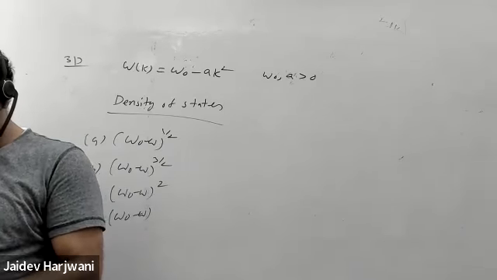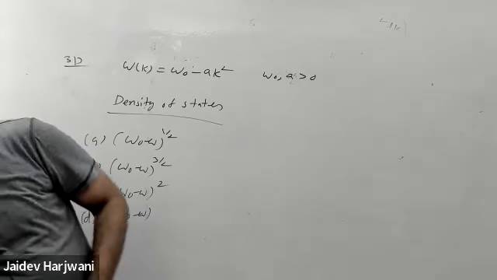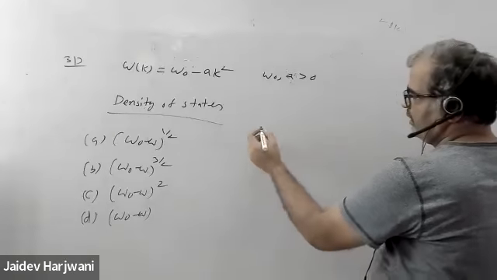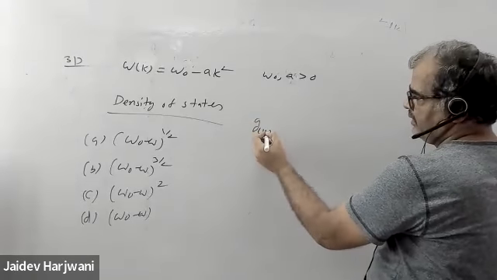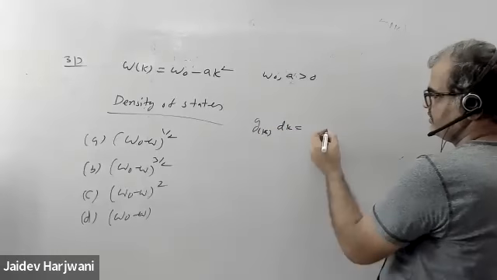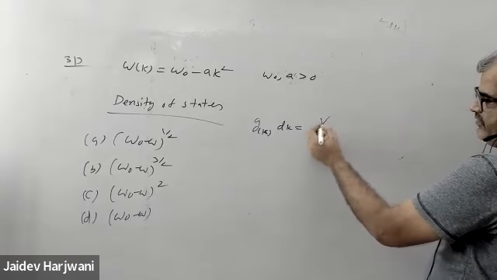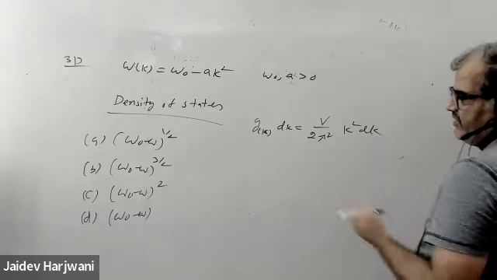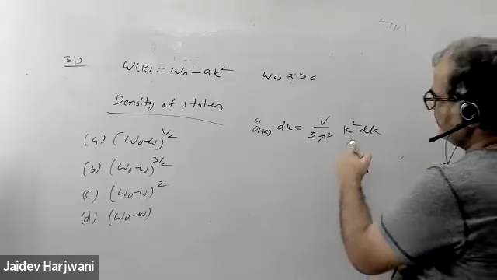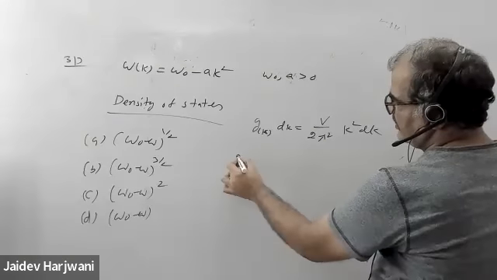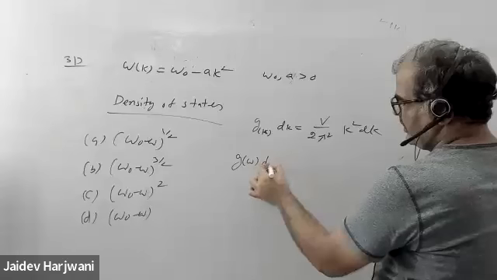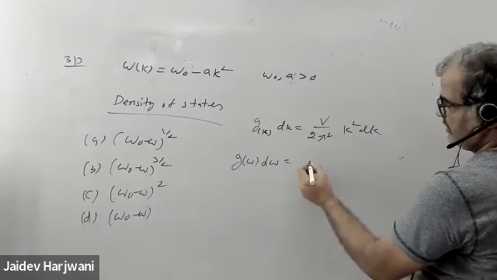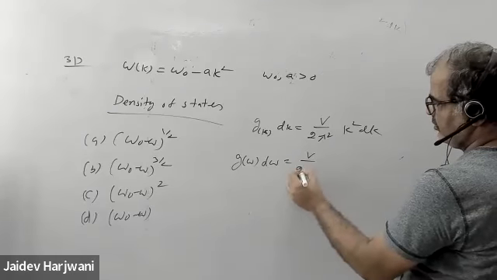So just use the formula for 3D. Okay, so g k dk. What is the 3D formula? V upon 2 pi square k square dk. This is constant. We have to show the proportionality. So now you want to replace k square in g omega d omega. Simply you have to replace k square. Okay, so if you replace k square, what do you get? V upon 2 pi square.